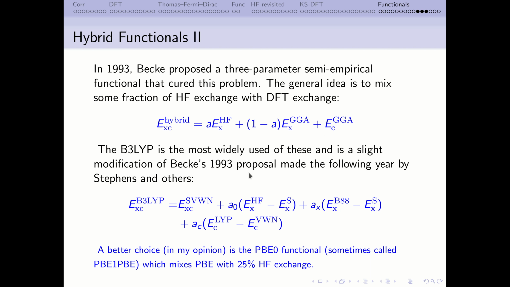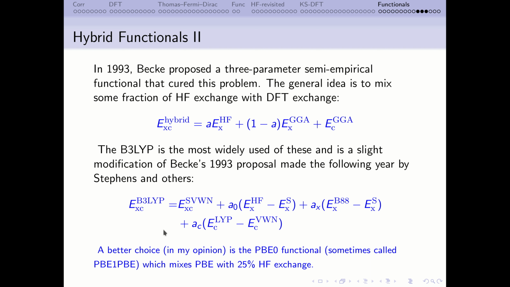Later that year, he made a slight modification, and Stevens and others also modified things. Essentially what they did was to combine the Slater exchange, the Hartree-Fock exchange, the Becke 88 exchange, and a couple of correlation functionals in a way in which you got pretty small errors on a whole range of systems. This is called the B3LYP functional. It's one of the workhorses of computational chemistry. Probably 95% of calculations done by chemists use this functional.